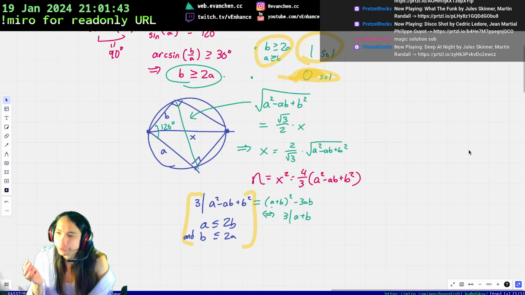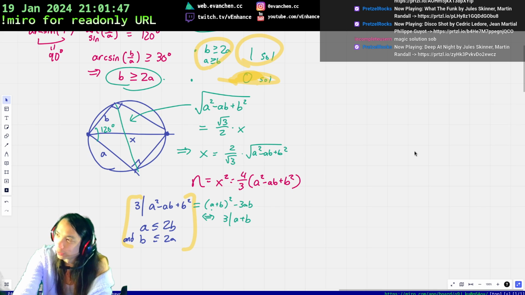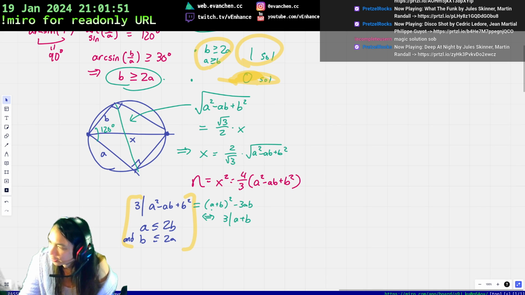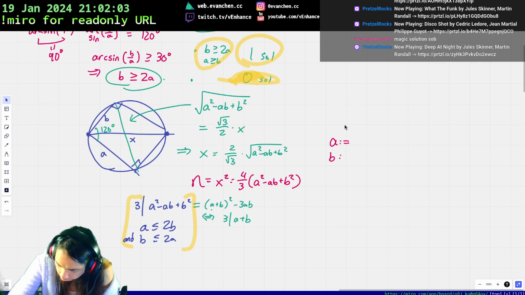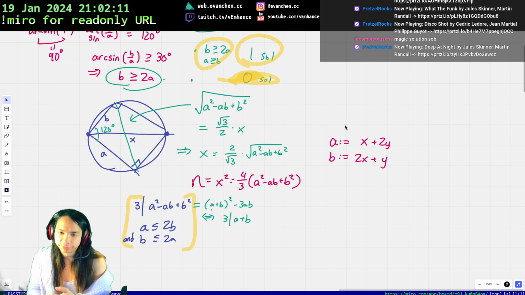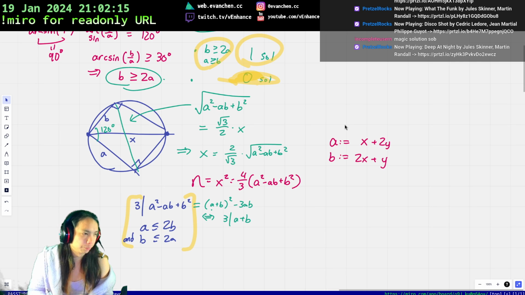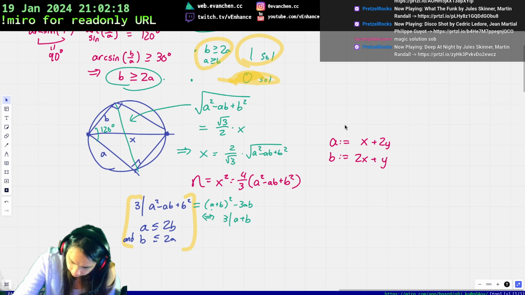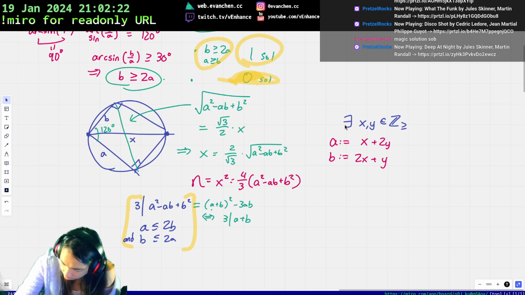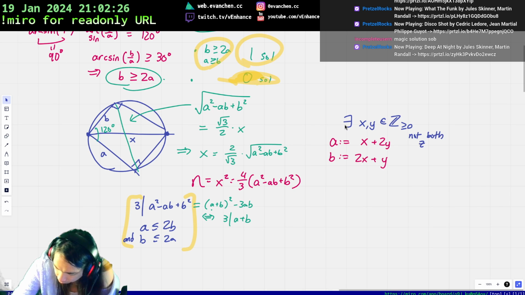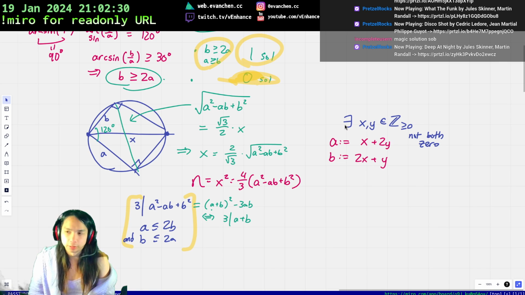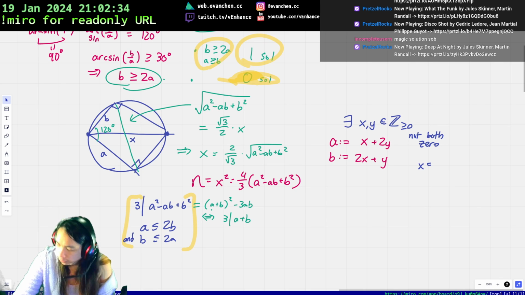However, it was later pointed out to me that there is a way to bypass the annoying part of the problem if you are really good at reparametrizing stuff. And that solution goes like this. It turns out that the conditions are equivalent to this: because of the divisibility by 3, and because of a at most 2b and b at most 2a, there exist x and y, non-negative integers, not both 0, such that a is x plus 2y and b equals 2x plus y. In fact, you can explicitly solve if you really wanted to. x is like 2a minus b over 3, and y is like 2b minus a over 3.